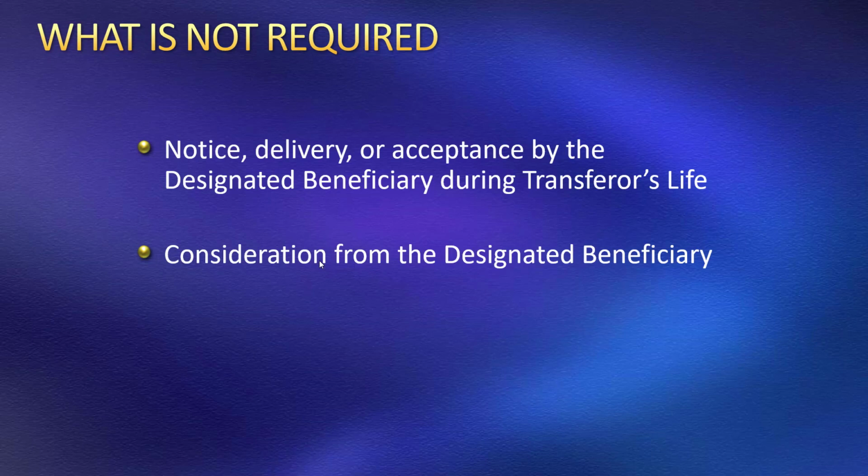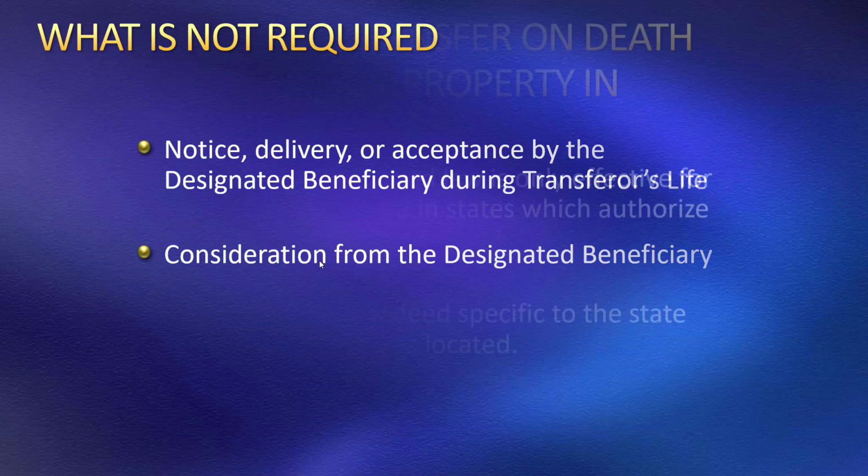What is not required? Notice, delivery, or acceptance by the designated beneficiary during the transferor's life. In other words, you do not have to tell who you propose to give the property to. That allows you to change your mind later on. Nor is consideration from the designated beneficiary required. In other words, who you want to give the property to doesn't give you any monetary value for it.